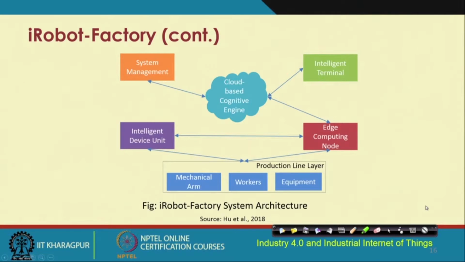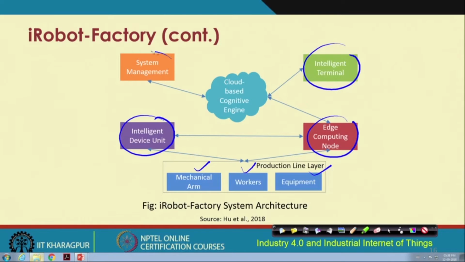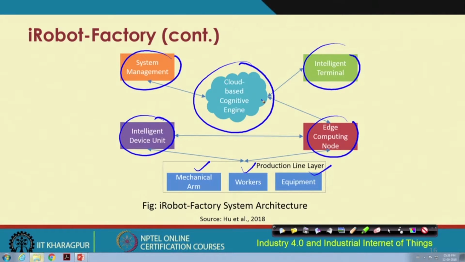And this is the iRobot-Factory system architecture. Here we can see the production line layer which has the mechanical arm, workers and equipment components. Then comes the layer of intelligent decision unit and edge computing, and the intelligent terminals and system management components, all of which are interacting with this cloud based cognitive engine. As we can see time and again, for these different architectures and solutions, these cloud based cognitive engines are being used.